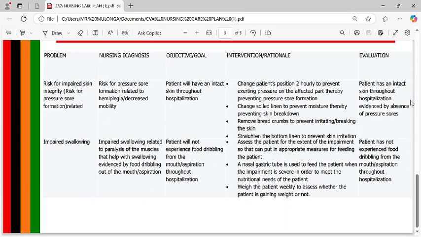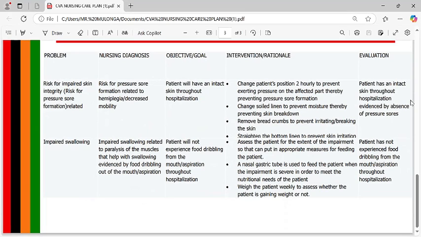Then we can also include another point, which is: I will conduct daily pressure area care to prevent pressure sore formation. So you have to make sure that you clean those pressure areas. We call it pressure area care, so that this patient does not develop pressure sores. So those are some of the interventions that we can put up. Of course, we have others that we can also put up.